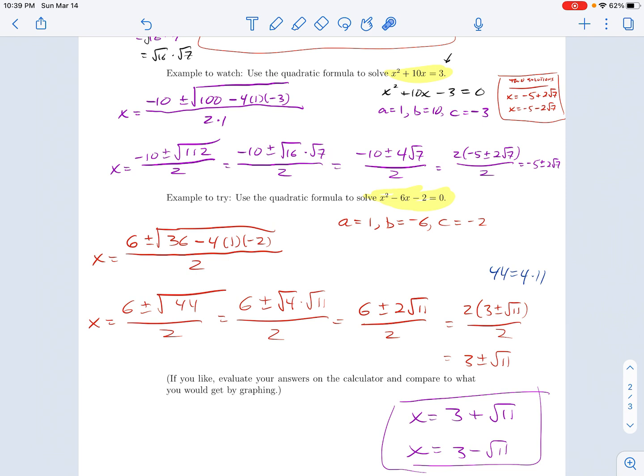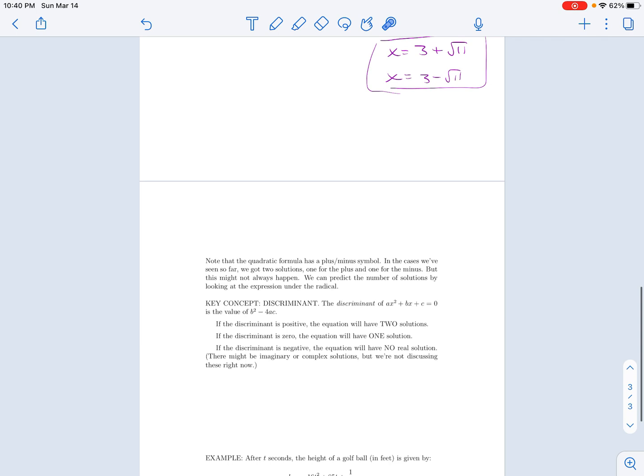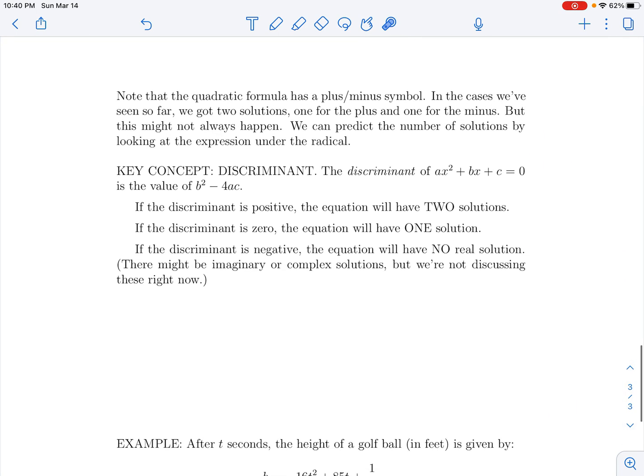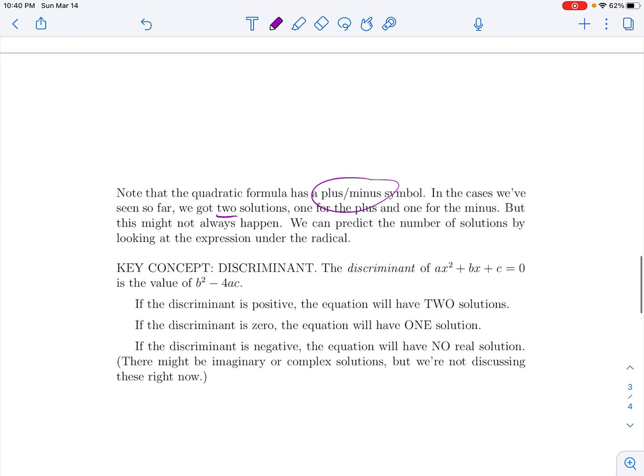So if you did this by graphing, you'd have decimals, but you wouldn't really know where those decimals came from. This is telling us algebraically exactly what those numbers are. Now, you'll notice that because of the plus minus symbol, in the examples we've seen so far, we got two solutions. We got one solution when we put in the plus and one when we put in the minus. That might not always happen. We can predict the number of solutions by looking at the expression under the radical. I'll keep writing this formula.